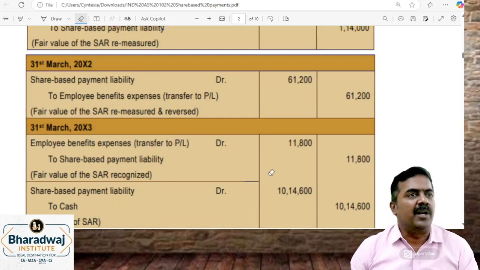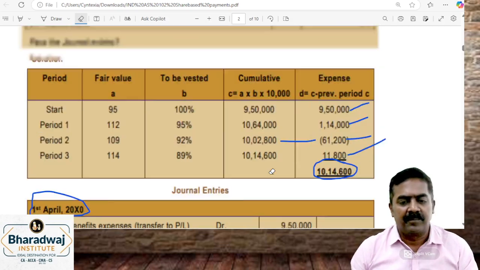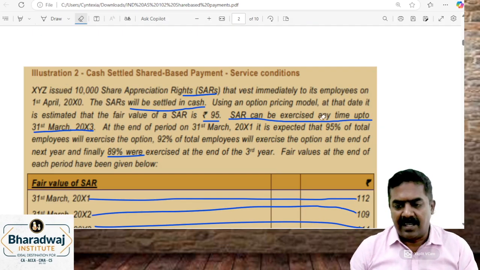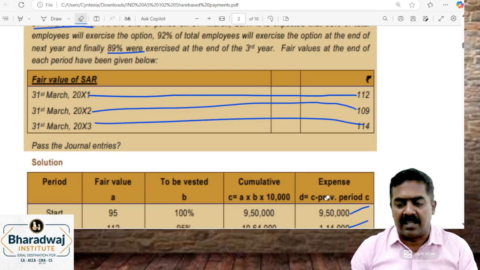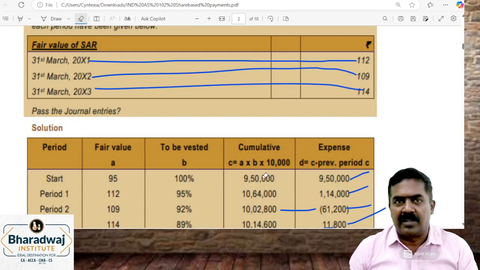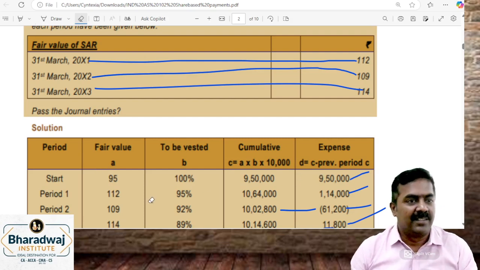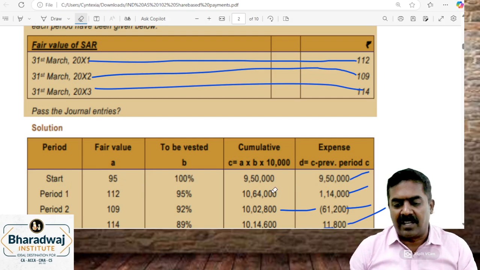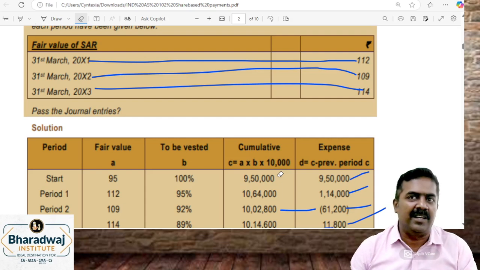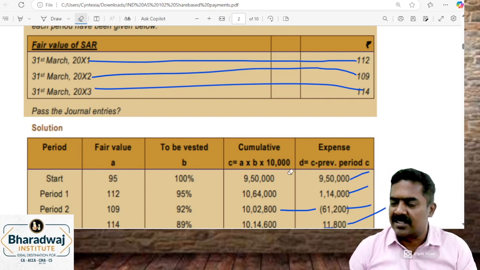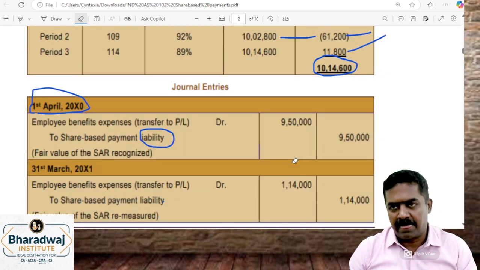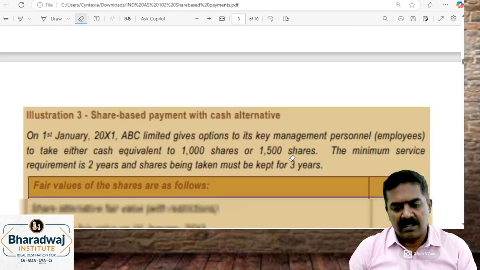Why are we not applying 1/3, 2/3, 3/3? SAR can be exercised any time. In the first year, when the employees ask, you should have paid how much? For example, on first April if an employee asked, you would have paid 9,50,000. If at the end of the first year he asked, you would have paid 10,64,000 in cash. It is not 1/3, 2/3, 3/3. It is the provision to be created at the start itself. Done. Read the next question.